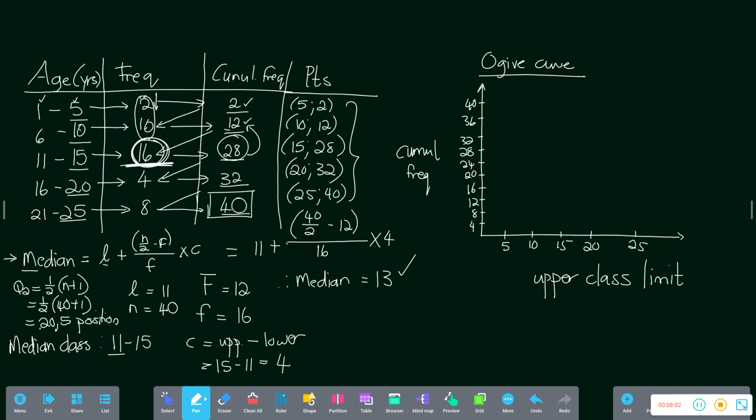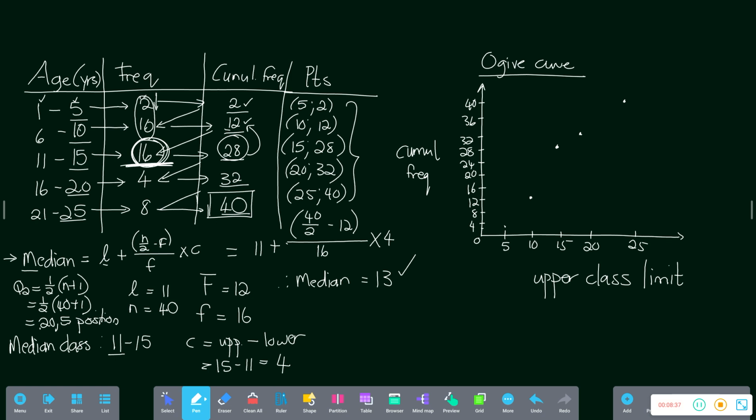Okay, so now it's a matter of plotting the points. My first point is at 5 and 2. So 2 is halfway between the 0 value and the 4, so the point will be somewhere there. Then the next one, we are at 10 and 12, so that is over there. 15 and 28, so we go all the way up to 28. 20 and 32, we go up to 32. Then 25 and 40 takes us right to the top.